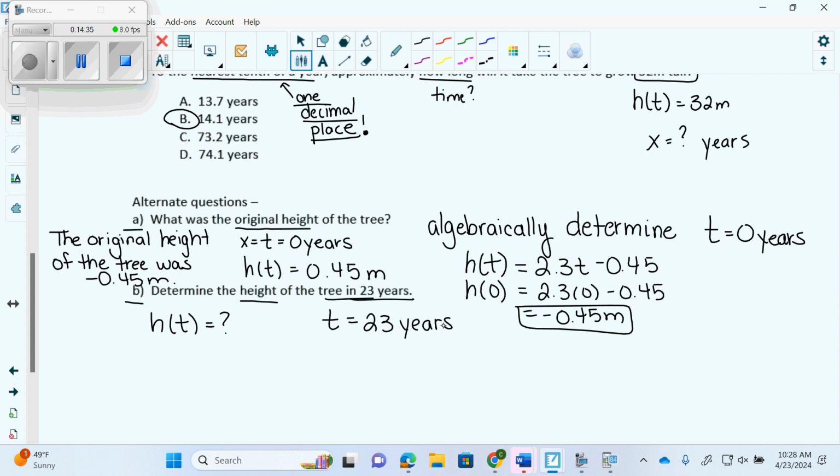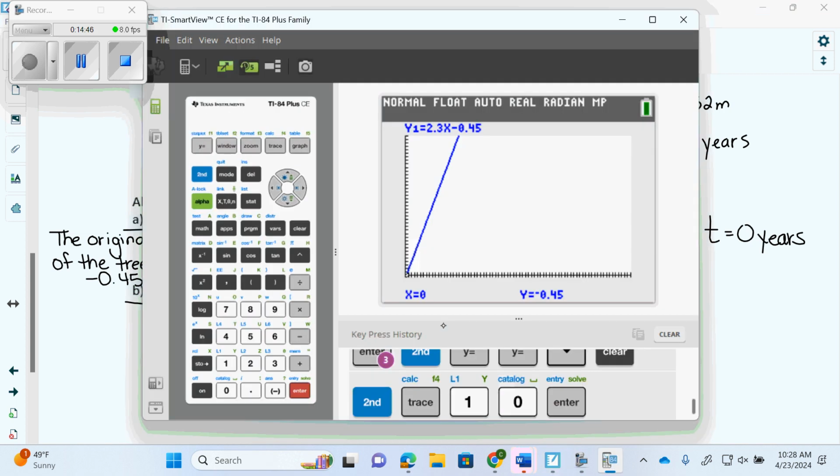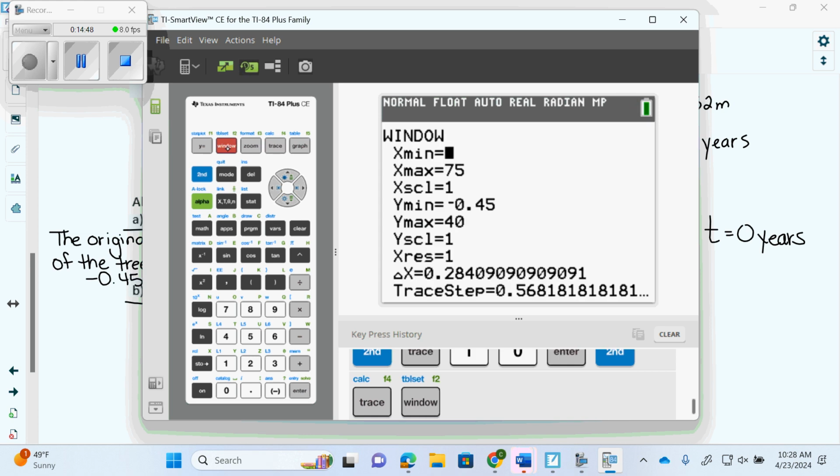So did I give you height or did I give you time? Did I give you y or did I give you x? X. So if we use our calculator, we can go second trace. Don't change your window. I just want to show you what if I made my window be 20? Just paying attention, don't change your window. So say I made my window be 20, right?